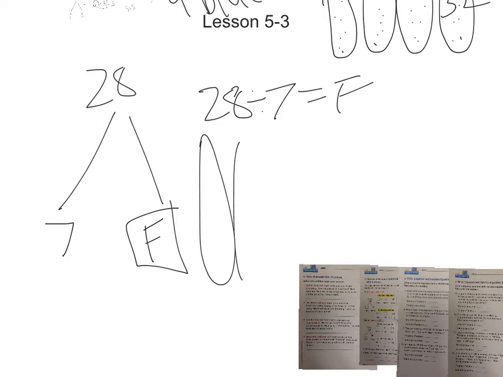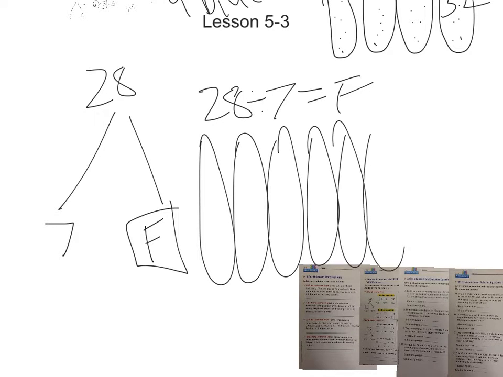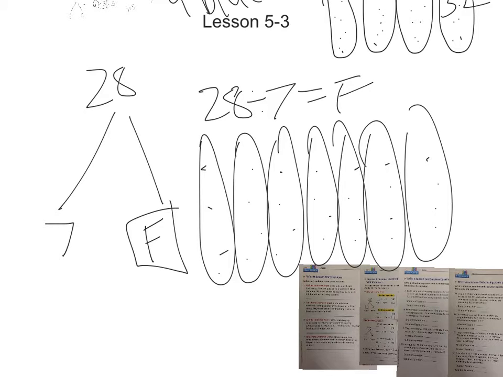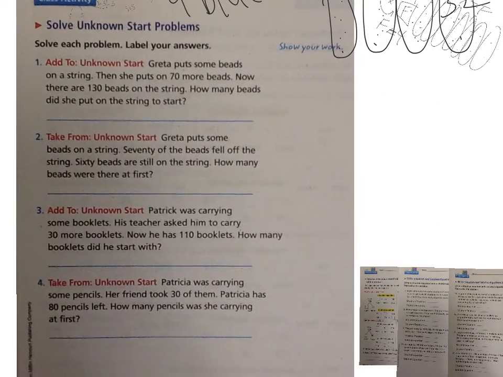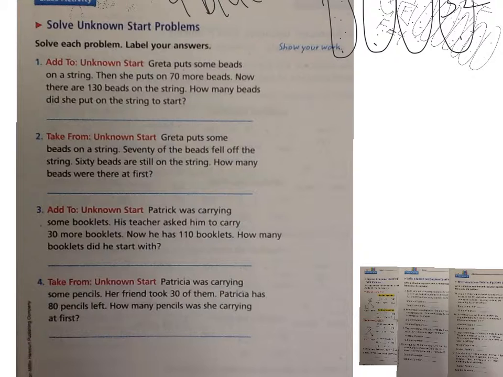So you could do 1, 2, 3, 4, 5, 6, 7 tanks and equally disperse the 28 of them. And you will see there are 4 in each. Or, knowing your basic multiplication facts, you could say 7 times something gets me 28. Then you should be able to say, well, I know F would have to equal 4 because 7 times 4 is 28. All right, let's get this out of the way. Let's open up to your first page. Same type of thing. Add to.